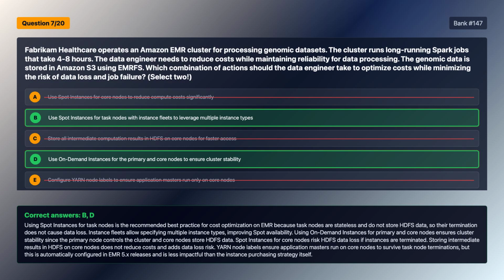Storing intermediate results in HDFS on core nodes does not reduce costs and adds data loss risk. YARN node labels ensure application masters run on core nodes to survive task node terminations, but this is automatically configured in EMR 5.x releases and is less impactful than the instance purchasing strategy itself.